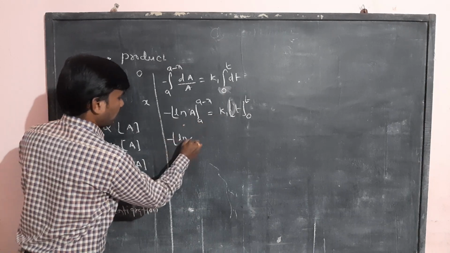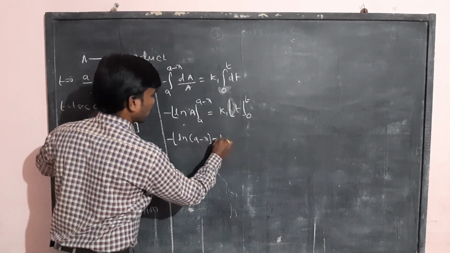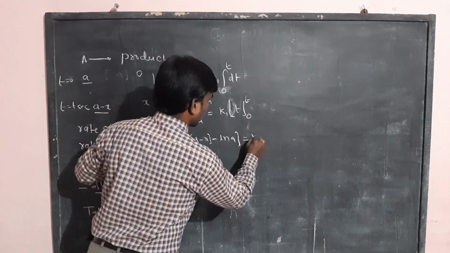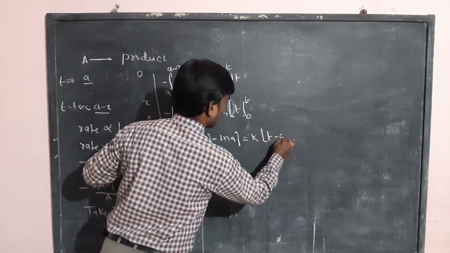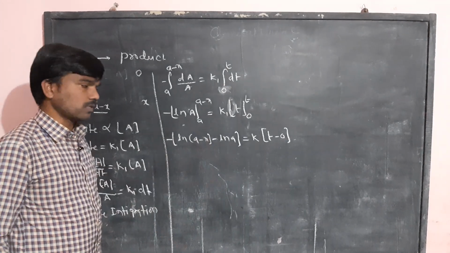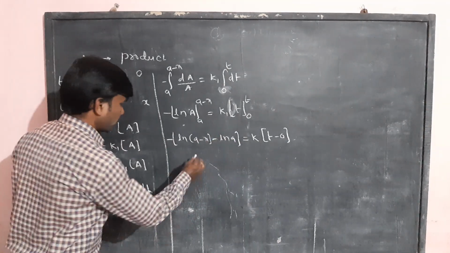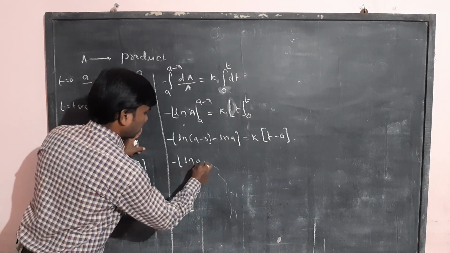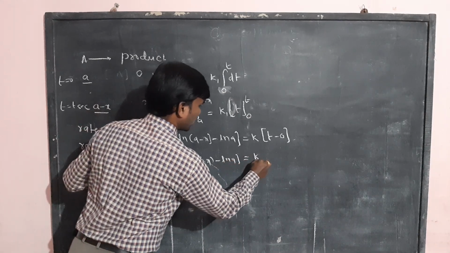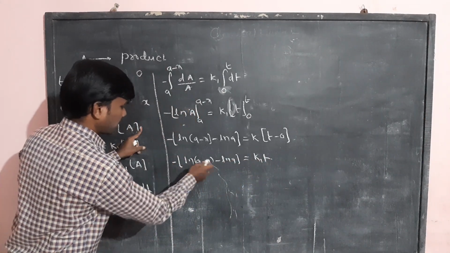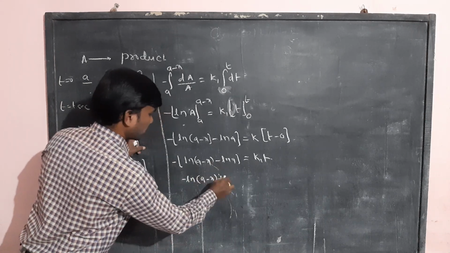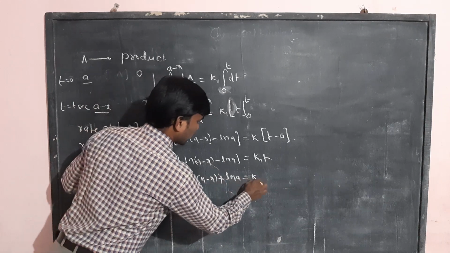So ln of A minus x, minus ln of A: the upper limit substituted, then the lower limit. Here also K1 into, the upper limit is t and the lower limit is 0. When we are taking integration in two intervals, there is no need to substitute or to take an integral constant. So then minus ln A minus x, then minus ln A, is equal to K1 into t. Just multiply with this negative, so minus into minus is plus, then after ln A is equal to K1 into t.